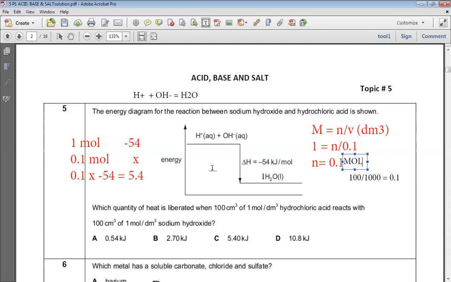It is a simple stoichiometric relation. 1 mole formation of water gives 54 kilojoules per mole of energy. So 0.1 mole of water can be produced. How much amount of energy? X is placed below 54, making the cross multiplication 0.1 multiplied by 54. So the correct option is C. This is the correct option C.